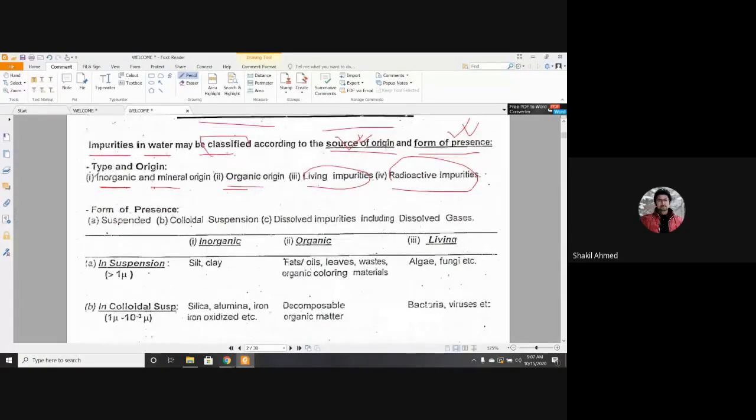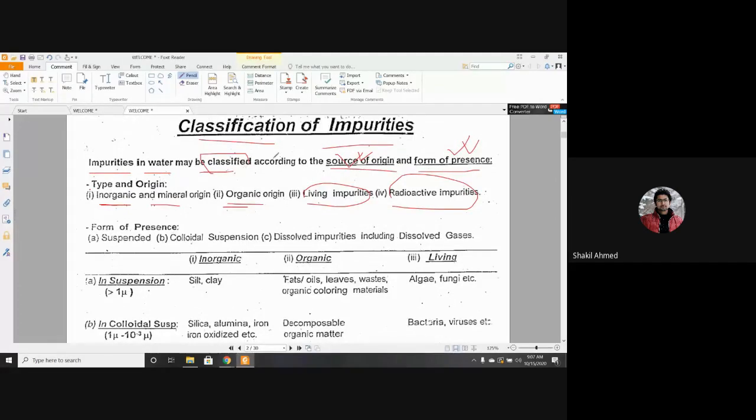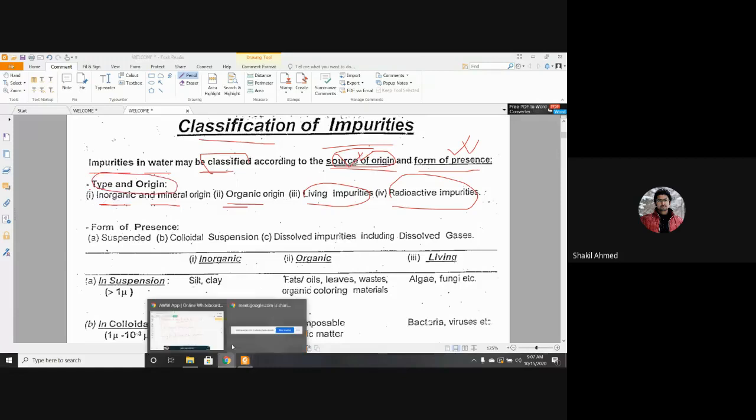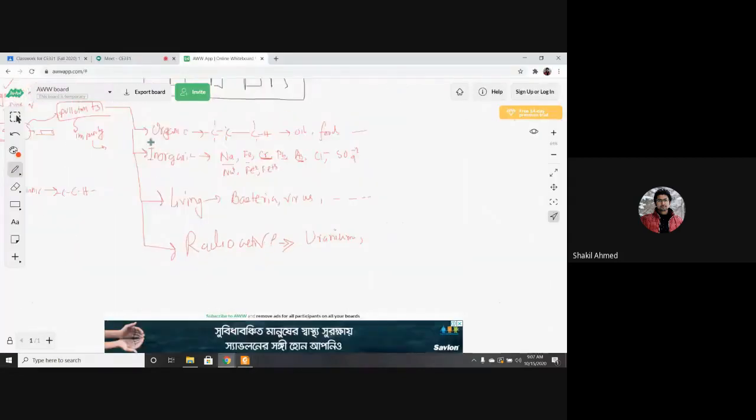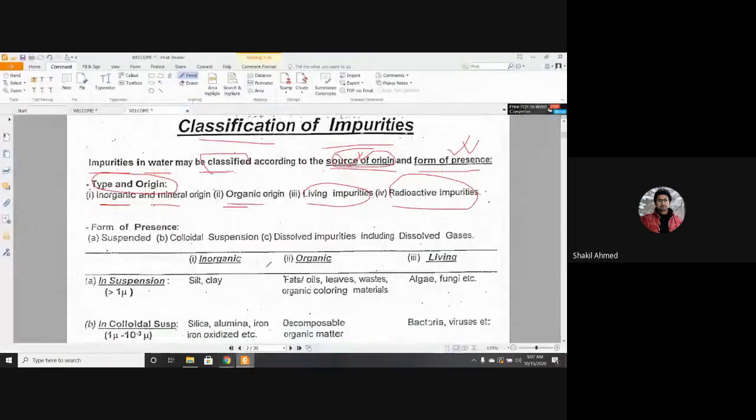So that's the classification based on the sources or types of origin. It can be organic, inorganic, living, radioactive. Now, if we classify them based on the form of presence, physical presence, that will be suspended, colloidal, and dissolved, three basically.